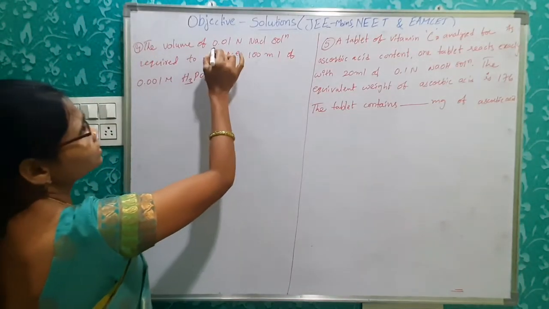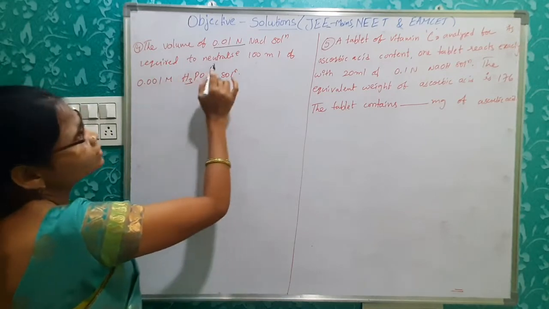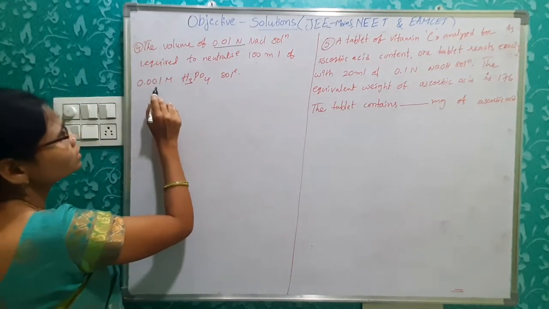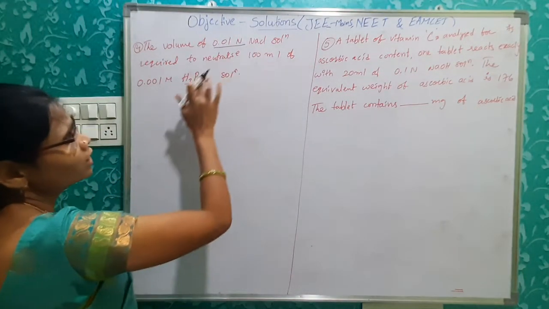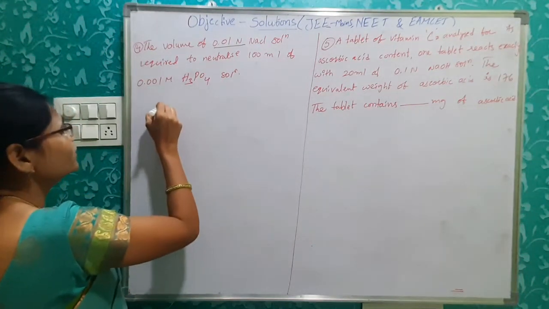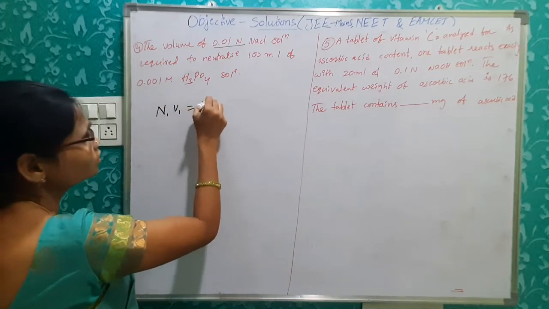The volume of 0.01 N NaCl solution required to neutralize 100 ml of 0.001 M phosphoric acid. Simply, sodium chloride neutralizes phosphoric acid. Okay, so what is the formula for neutralization? N1V1 is equal to N2V2.